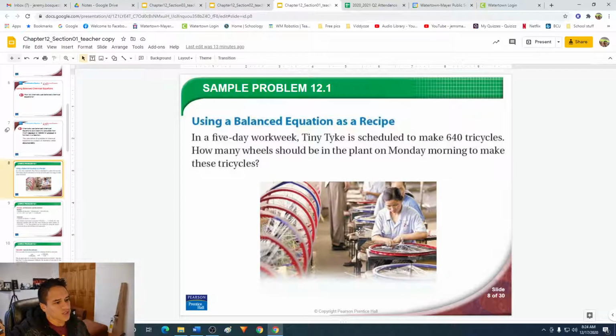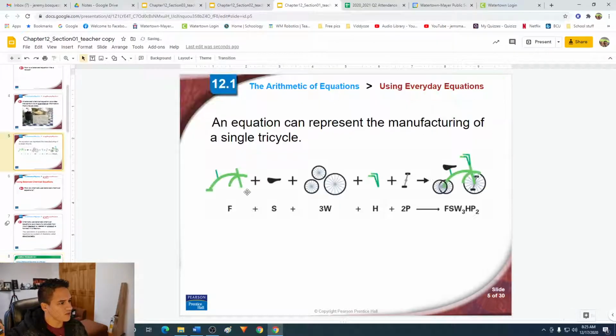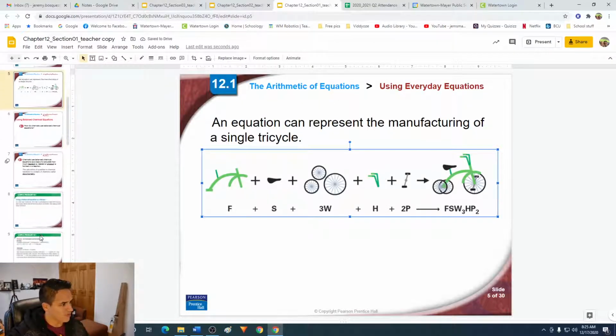So here's one using that tricycle equation we saw earlier. It says, in a 5-day work week, Tiny Tyke is scheduled to make 640 tricycles. How many wheels should be in the plant on Monday morning to make these tricycles? In order for us to solve this problem, and pretty much to solve any of the problems in this chapter, we're going to need to know the balanced chemical equation for this reaction. Now, this is what they gave us on the previous slide, so I'm actually just going to copy and paste this.